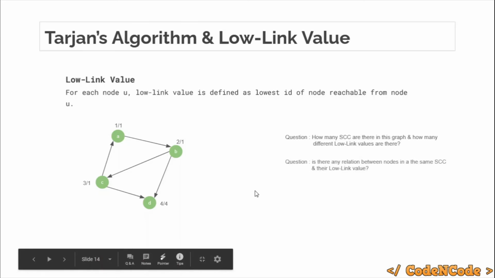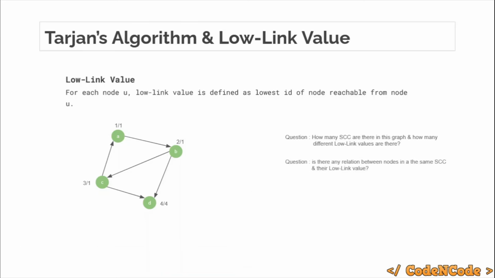Second question, is there any relation between the nodes in the same SCC and their low link value? For example, A, B, and C all lie in the same SCC, and what is their low link value? 1, 1, and 1. Again, we see a certain connection between low link value and SCC, right? So it is possible that yes, all the nodes in the same strongly connected component have the same low link value.